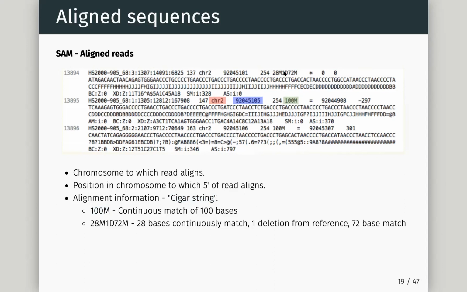We also then have some slightly more complex mapping information here. So we have 28M, 1D, 72M. This is slightly different. It maps perfectly for 28 bases. It then has one deletion from the reference. So there's one base in the reference which wasn't in the read. And then we have another 72 matches. So taken together, this is the chromosome where it starts to align, and then how this read aligns to the actual genome.